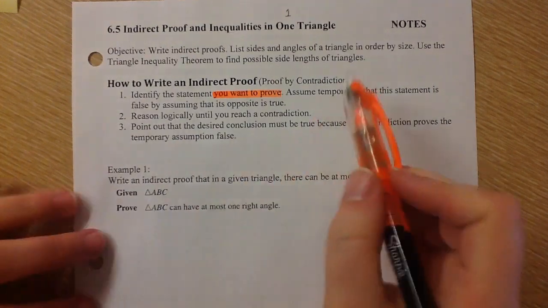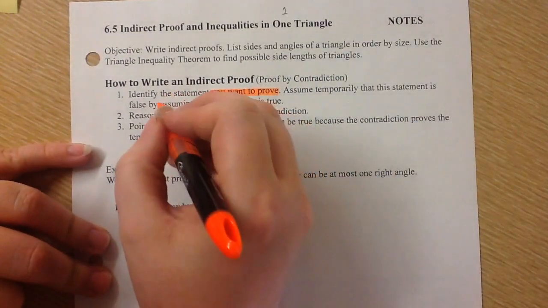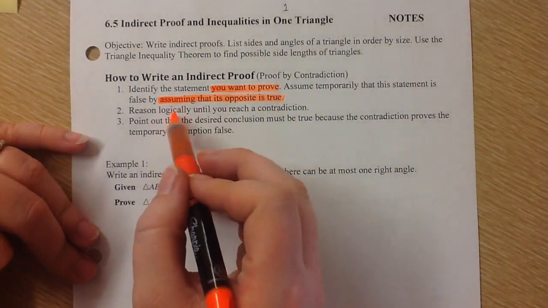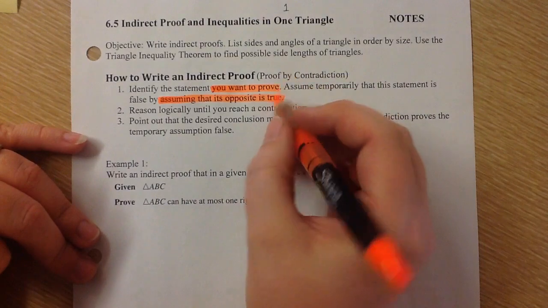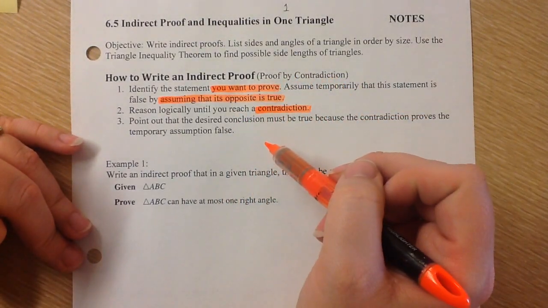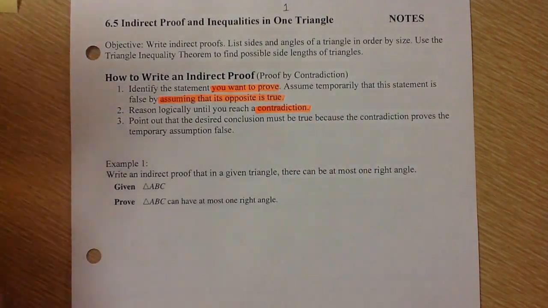Okay. So, and then assume temporarily that the statement is false by assuming that the opposite is true. Basically, then you reason logically until we reach a contradiction. So then we point out that contradiction, so therefore our desired conclusion must be true. Okay. So for example, here's example 1.